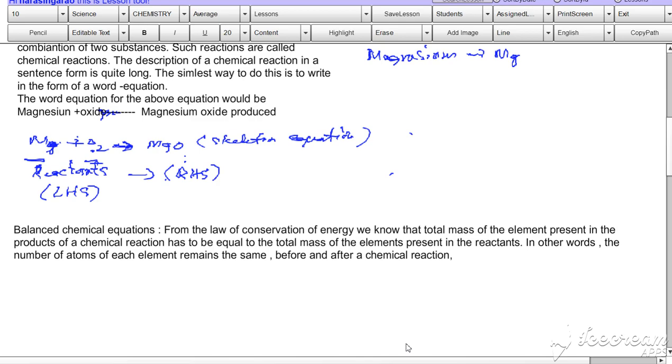Welcome back to the chemical equation lesson. We have seen magnesium burning with oxygen to give magnesium oxide, and you have to apply the law of conservation of mass. The total mass of the elements present in the products of a chemical reaction is equal to the total mass of the elements present in the reactants. In other words, the number of atoms of each element remains the same before and after a chemical reaction.